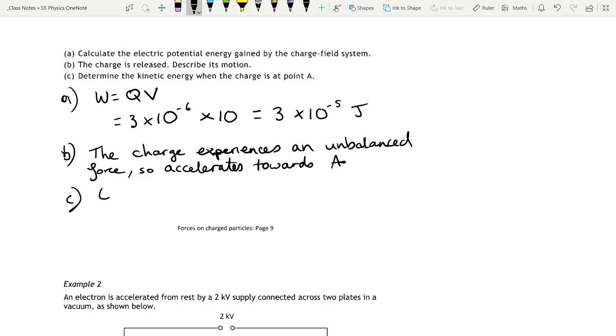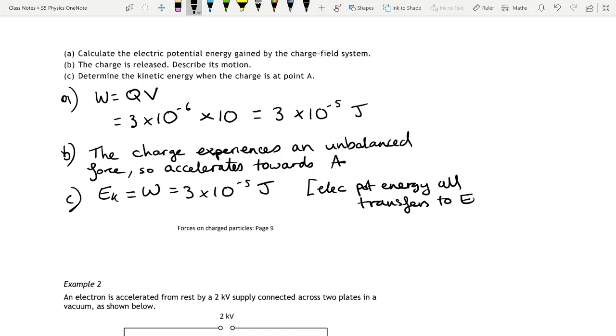So basically, the kinetic energy is equal to the work done. So 3 times 10 to the minus 5 joules. Okay, so you can write in brackets just to remind yourself. You don't need to write this when you're answering questions. The electric potential energy all transfers to kinetic energy.